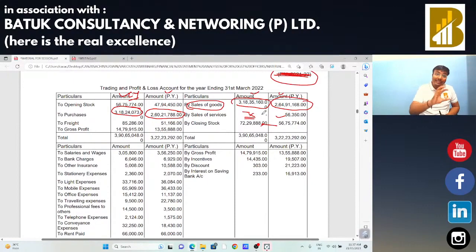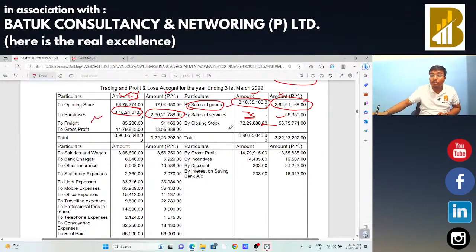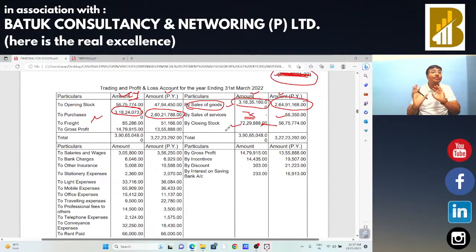Okay. So we need to analyze in that way that यहाँ पर अगर purchase बड़ी है, in that case sales also increased and the closing stock has also increased. So okay sir, there is no issue with that. That is the part of analysis of sales and purchase. That was the first point we had discussed.